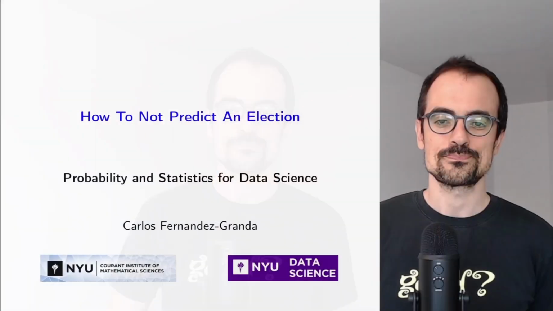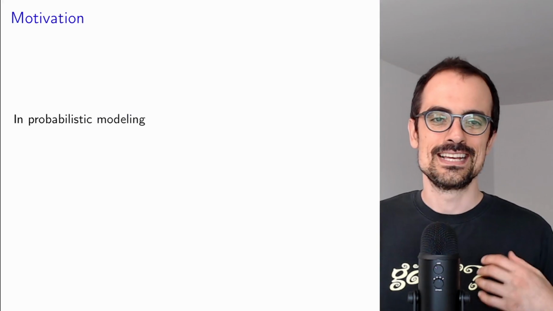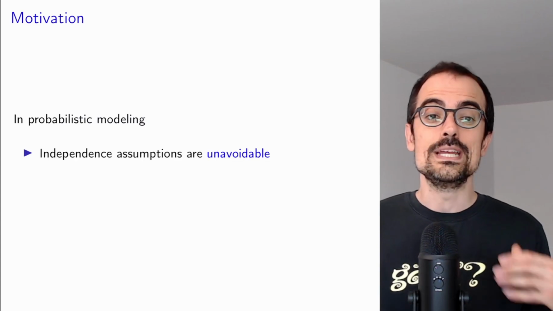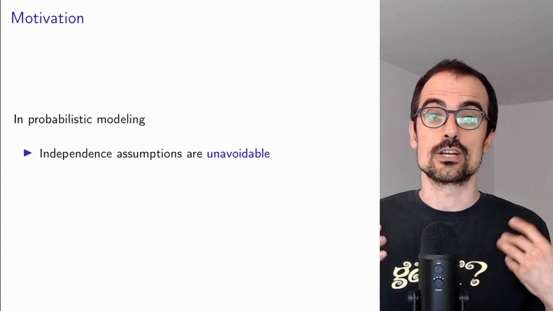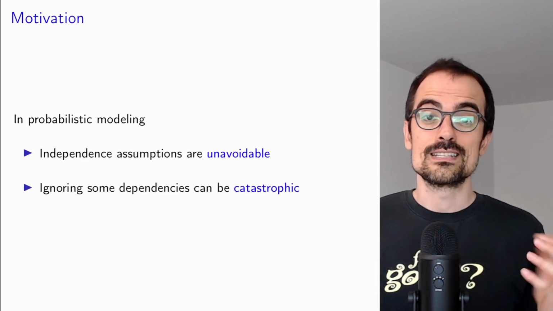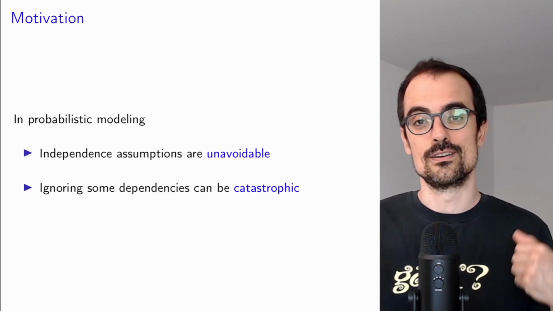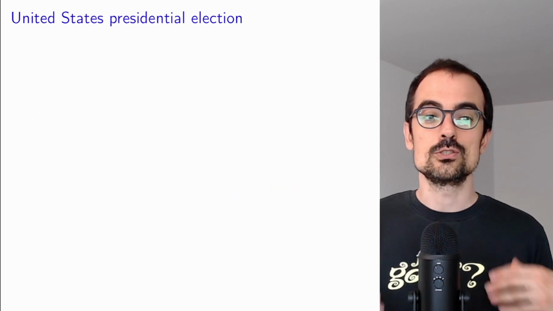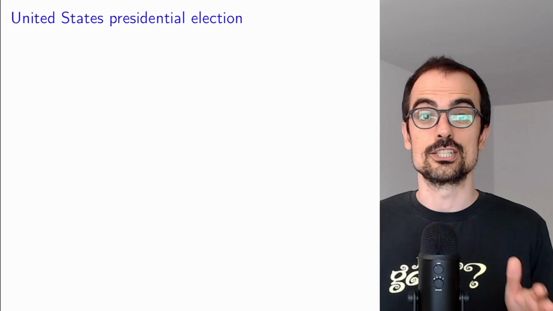Let's get to it. We're going to talk about how not to predict an election. Our motivation is that in probabilistic modeling, on the one hand, we need independence assumptions or conditional independence assumptions because of the curse of dimensionality. But on the other hand, ignoring some important dependencies can be completely catastrophic when we're forecasting or doing some other kind of probabilistic modeling. In order to illustrate this, we're going to focus on forecasting the United States presidential election.